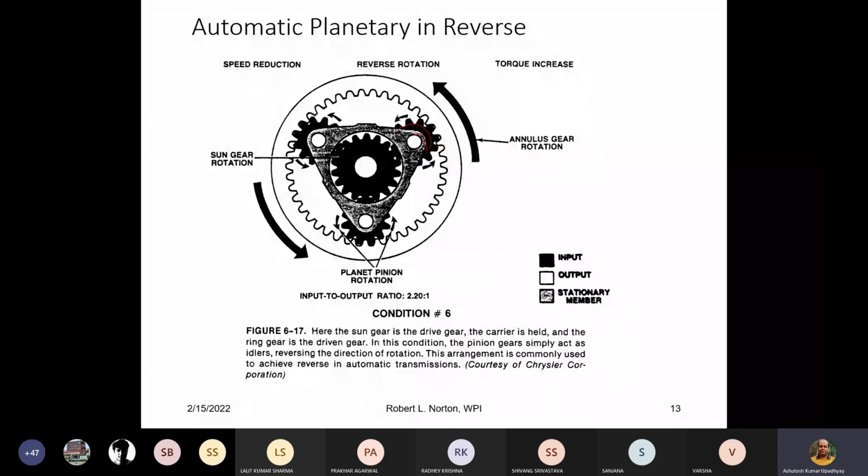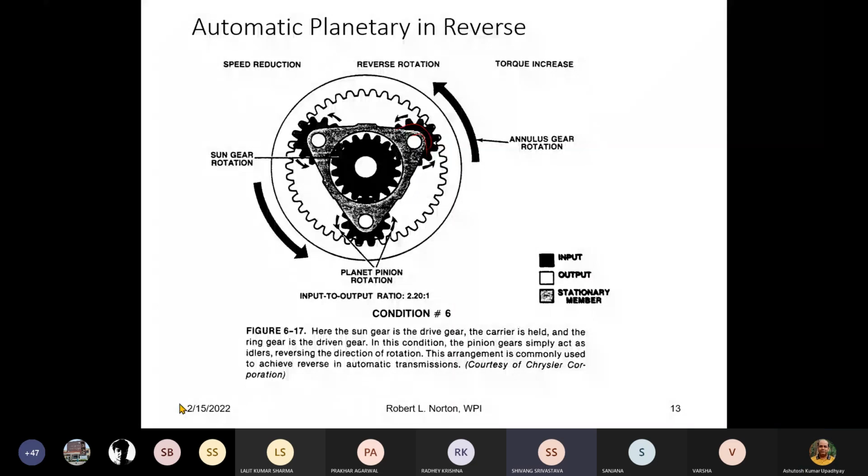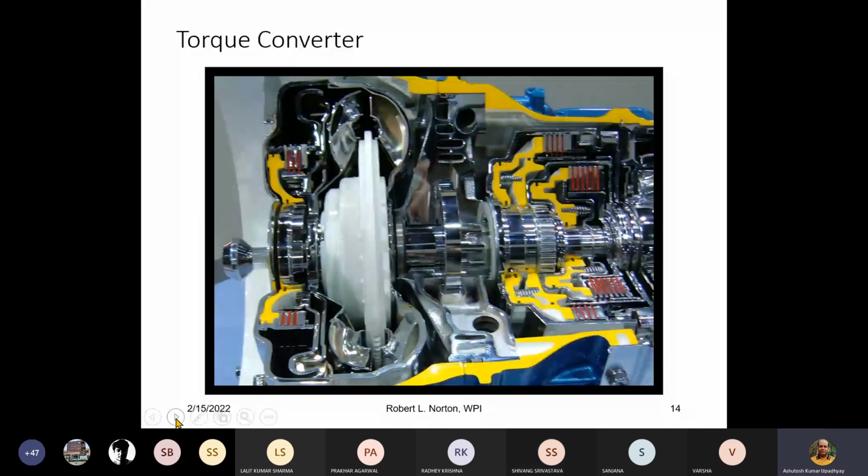So that torque converter, it is shown over here. Okay, if you see this box, this is the torque converter. Actually in a torque converter, by the name itself you can see that you are multiplying the torque.